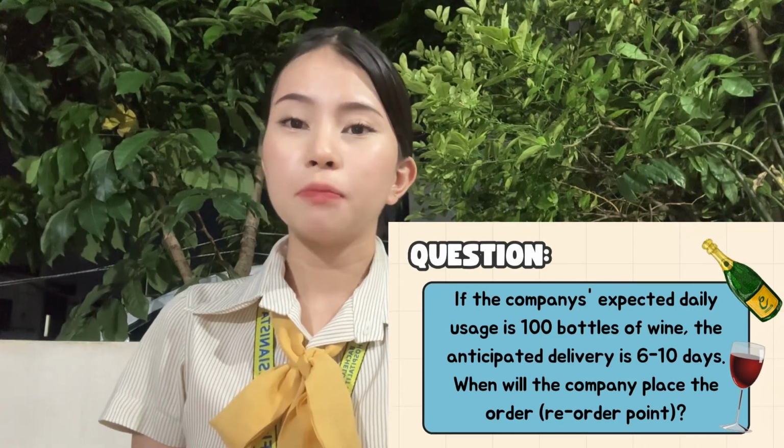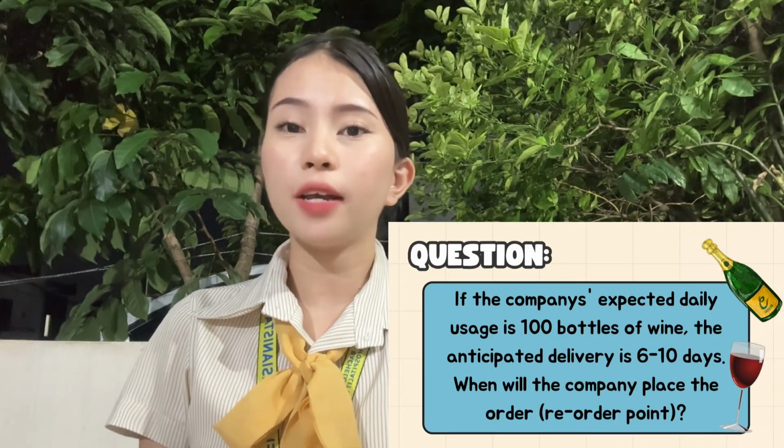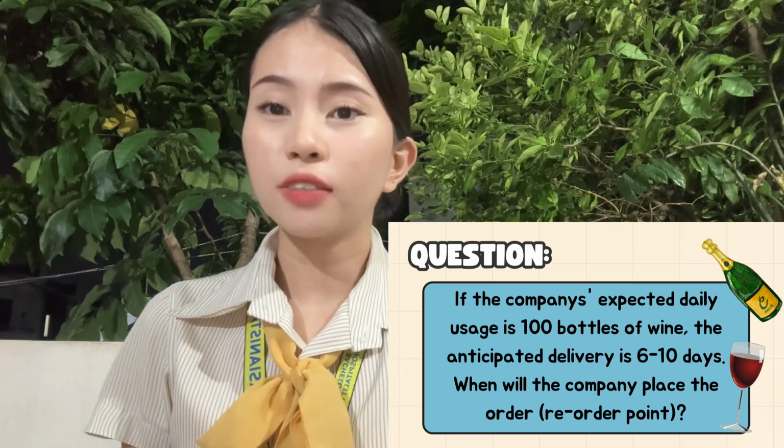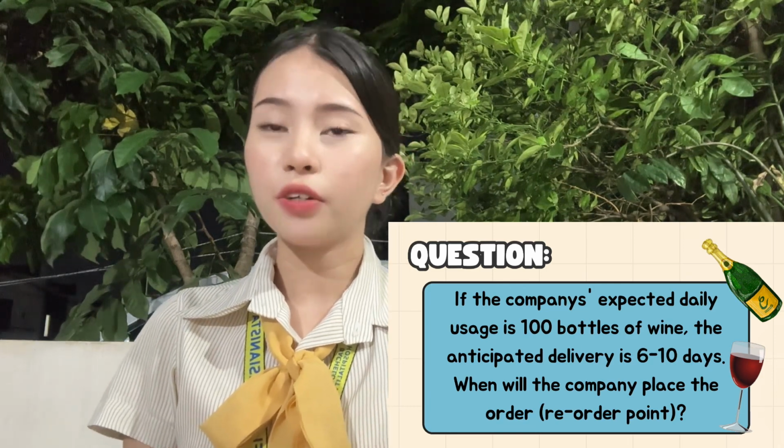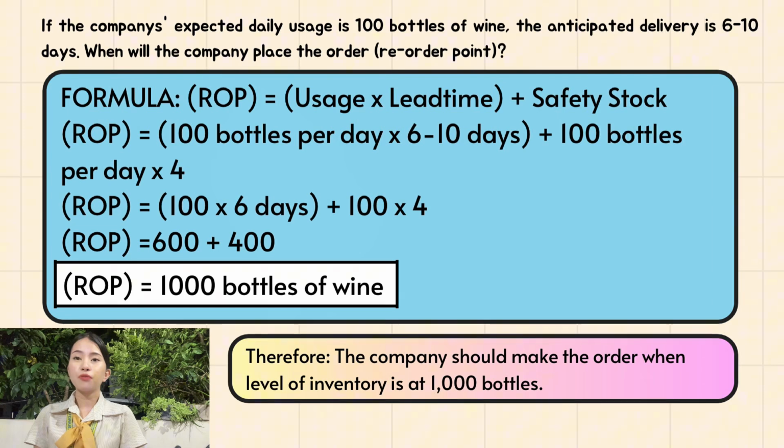If the company's expected daily usage is 100 bottles of wine, the anticipated delivery is 6 to 10 days. When will the company place the order, or the reorder point? So we have our formula. Reorder point equals usage multiplied by the lead time plus the safety stock.